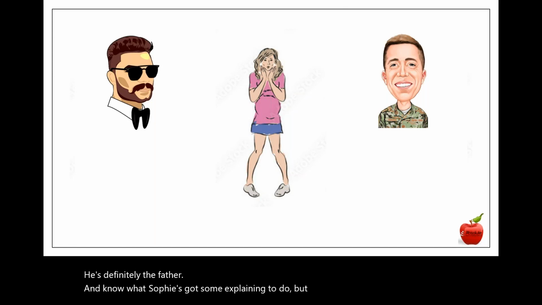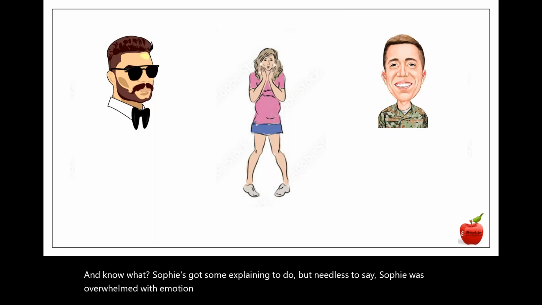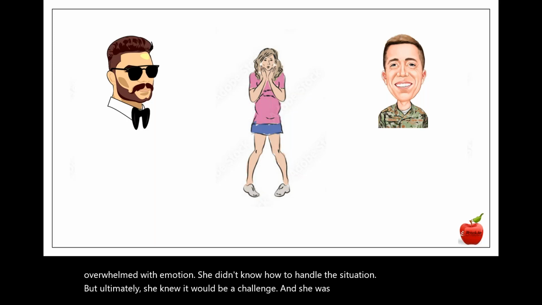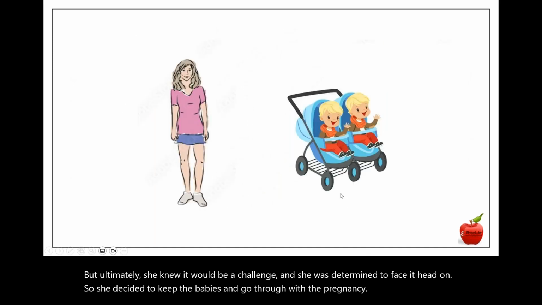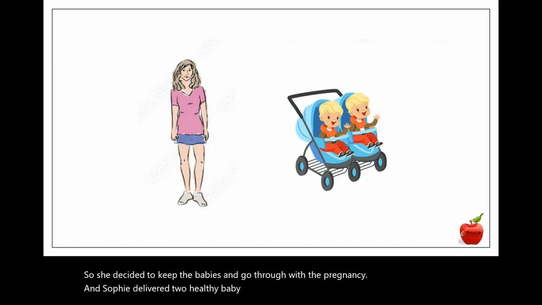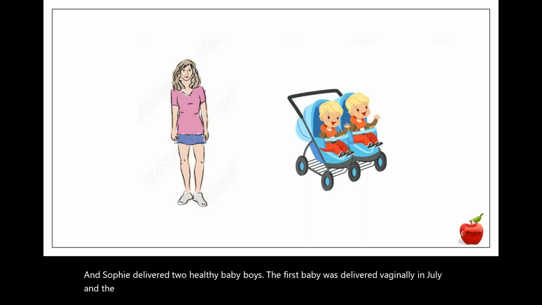But needless to say, Sophie was overwhelmed with emotion. She didn't know how to handle the situation, but ultimately she knew it would be a challenge and she was determined to face it head on. So she decided to keep the babies and go through with the pregnancy. And Sophie delivered two healthy baby boys. The first baby was delivered vaginally in July, and the second was born vaginally in October.